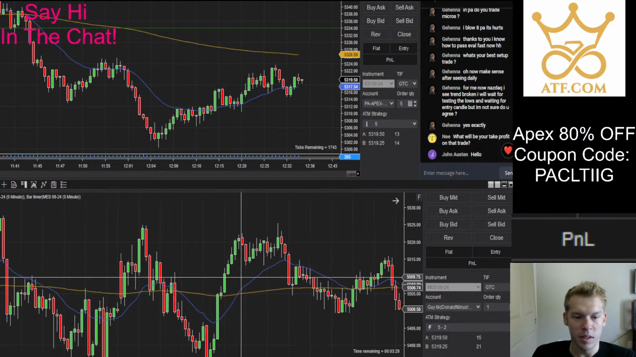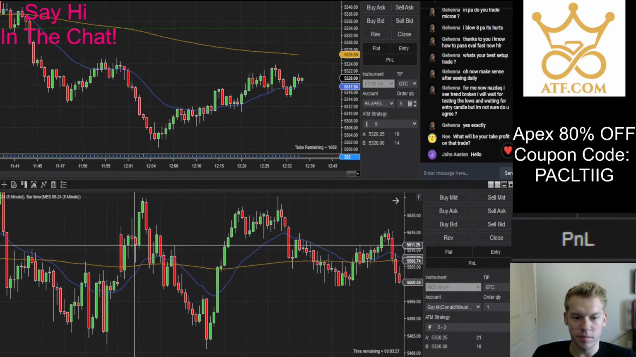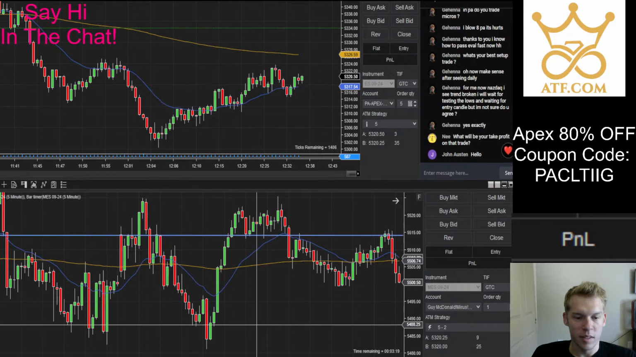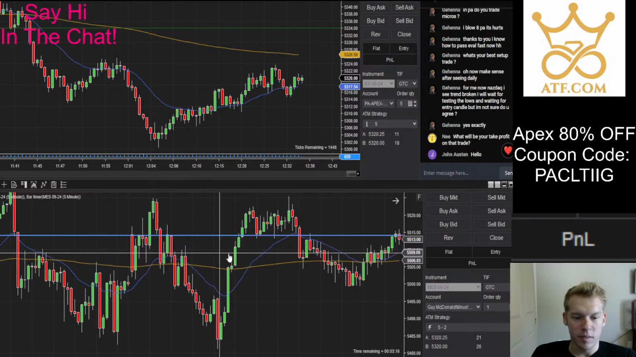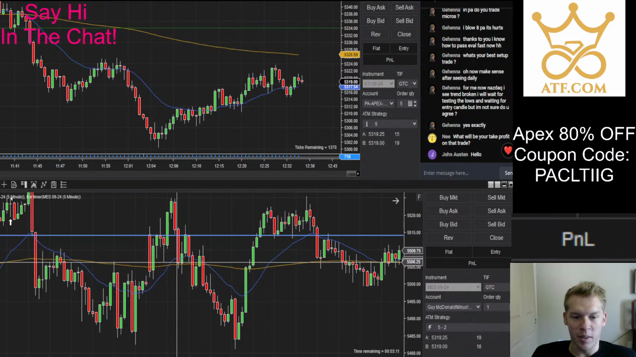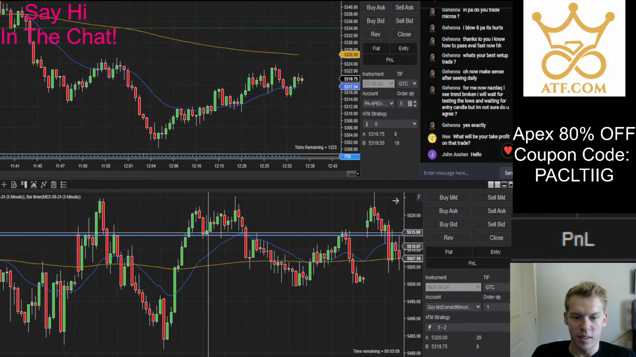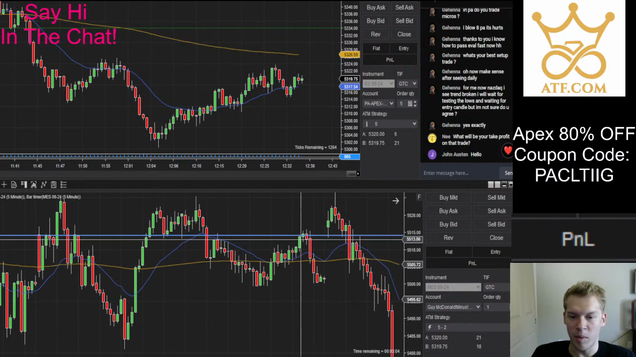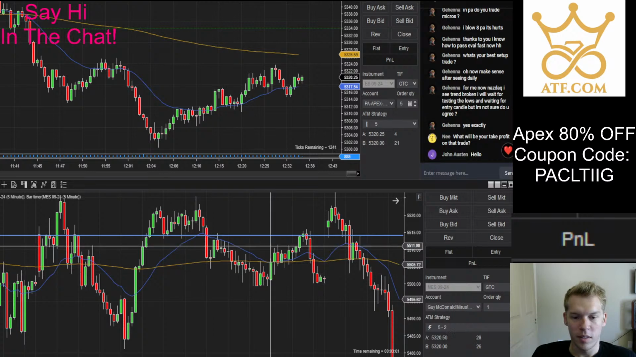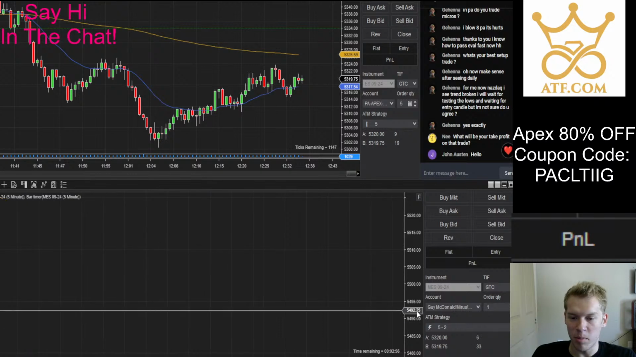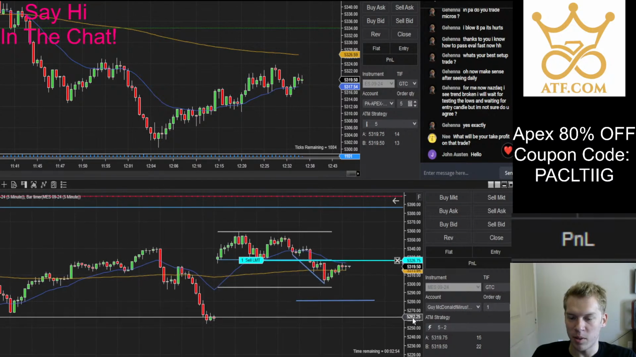Okay, so here's a good example. This day, we opened here, and then just draw a line in there. Opened it, tested it here, broke out, tested it here, tested it here and here and here, and then at the end of the day, it rallied back up to test it. So when you see the market test the open multiple times, you can expect that it will continue to try to test it.